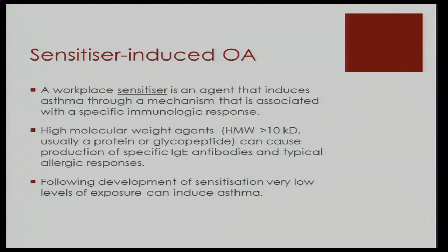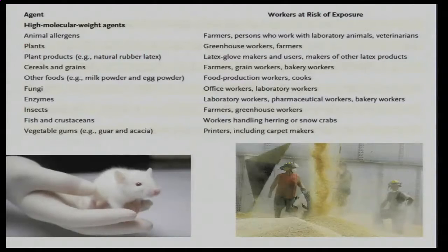The high molecular weight group are more proteins, and they induce a specific IgE-mediated response and very typical allergic symptoms. Factors such as these include animal allergens, which farmers may be exposed to, and people that work with laboratory animals. So I see quite a lot of workers from the research labs that are around the Alfred Hospital. And people that work in pet shops, just a sea of allergens in those pet shops. And vets. So I had a patient that was a vet that was allergic to cats, and she was working in this cat-only clinic down the road in Prahran, which was a bit of a problem for her.